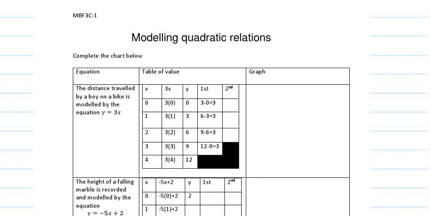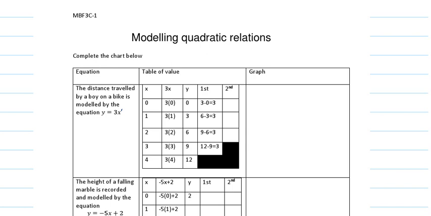So we're going to start with the distance traveled by a boy on a bike, modeled by the equation y equals 3x. If I look at this equation, does it look like it's quadratic? How do I know it's a quadratic? As we spoke earlier when we were graphing linear functions in the review, this x has a degree of 1. So I know that it's not going to be quadratic. It's going to be linear.